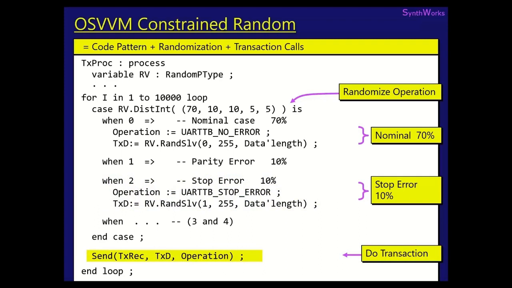Okay. And then we do our transaction. Here I set it up to do one transaction at the end. There's other patterns. We could, of course, have been doing multiple transactions in each one of our case branches here.